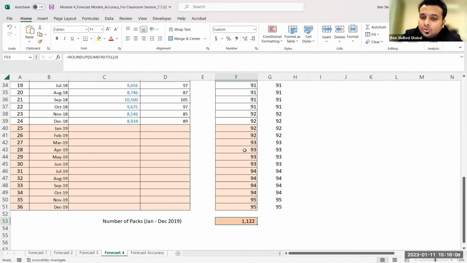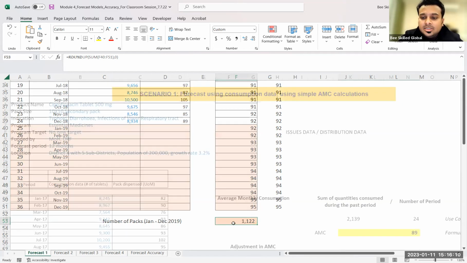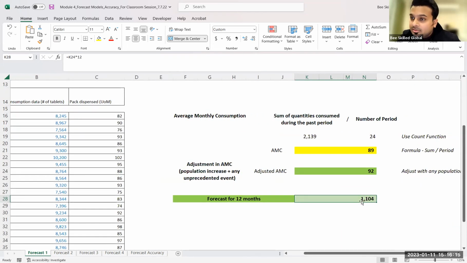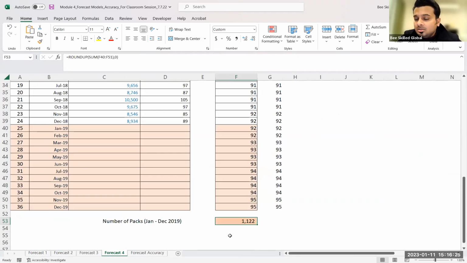Now, if I use the average monthly consumption, it gave me 1,104. So you see, there's already a difference. The data set is exactly the same. With average monthly consumption, it's 1,104. With trend analysis, it's 1,122. In this case, we still haven't factored in increase in population. We haven't taken any proxy.